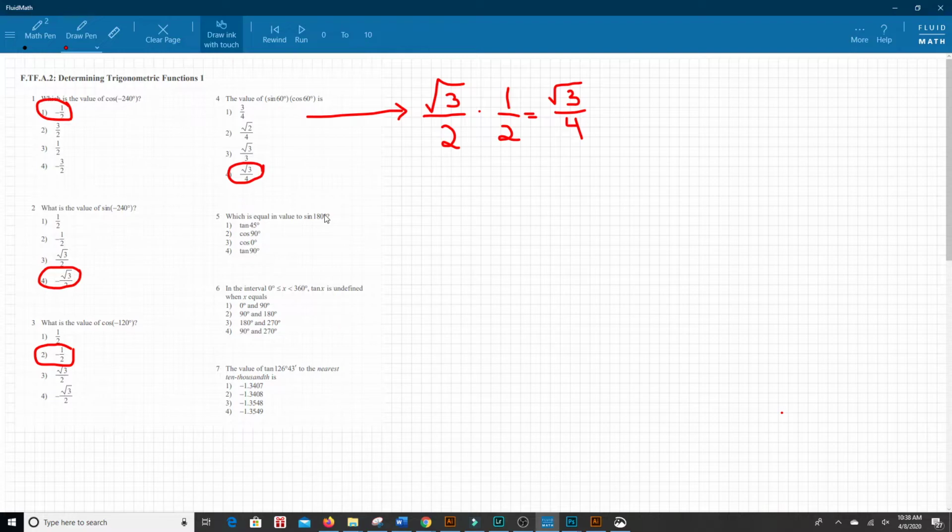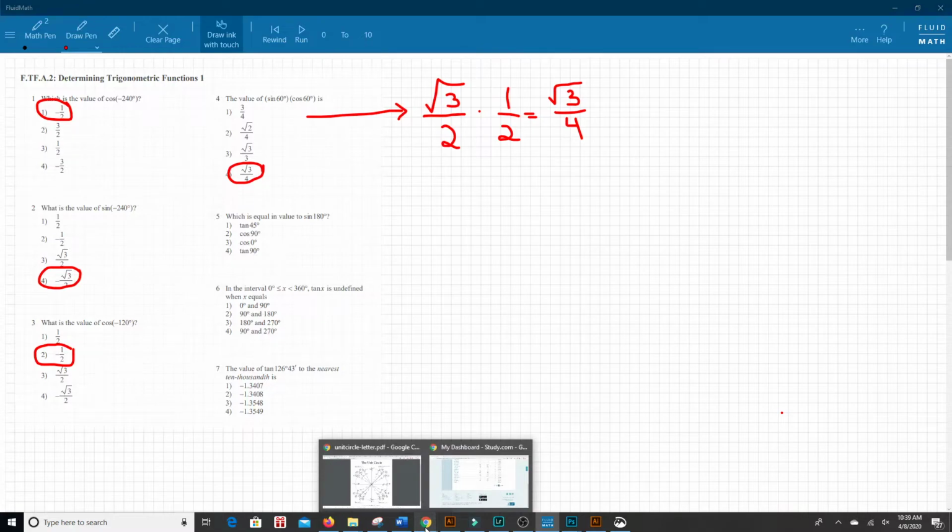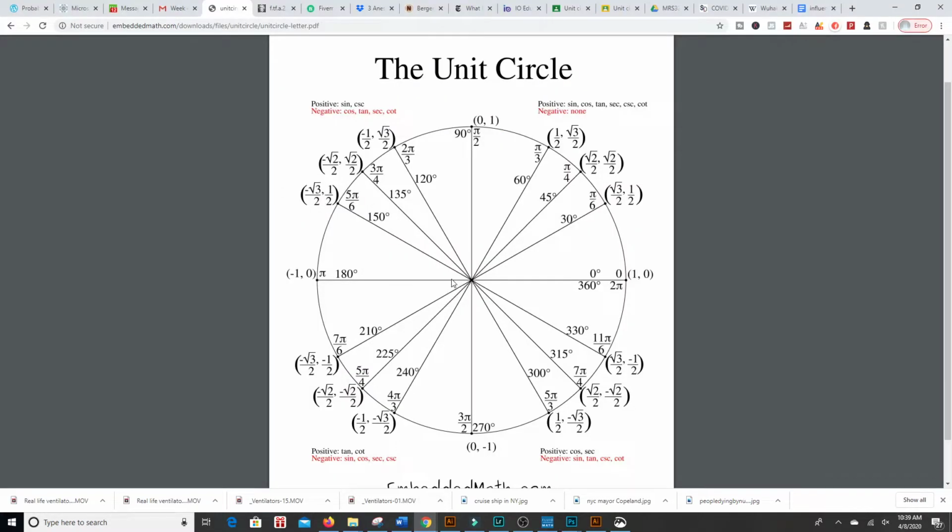Let's look at question 5. Which is equal in value to sine 180 degrees? So we're looking at the sine of 180 degrees. We go back to our trusty little chart. The sine of 180 degrees right here, the sine being y, so that's 0. Sine of 180 degrees is right here. That's 0.